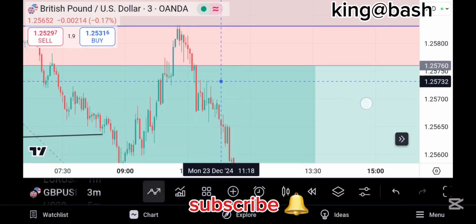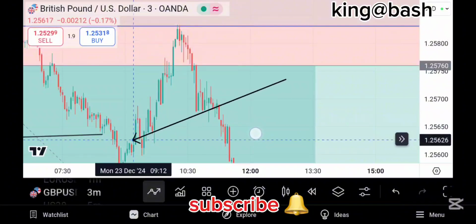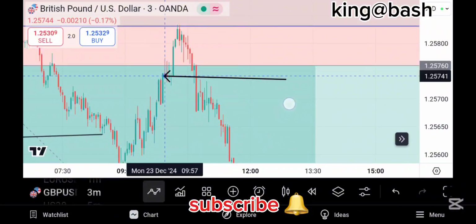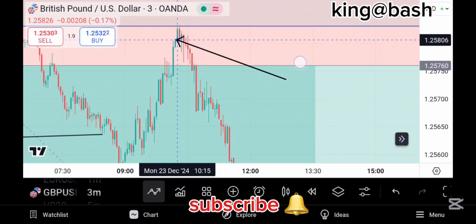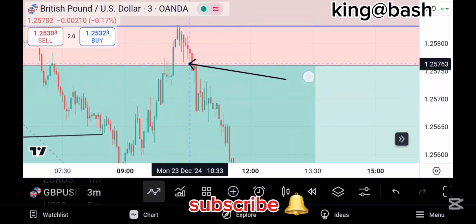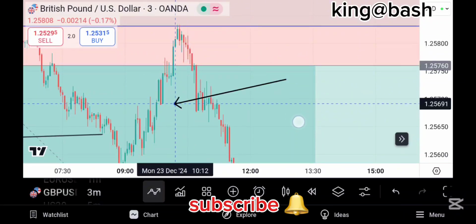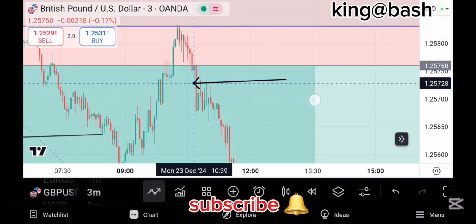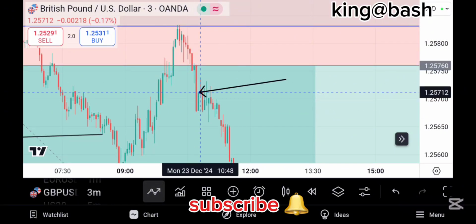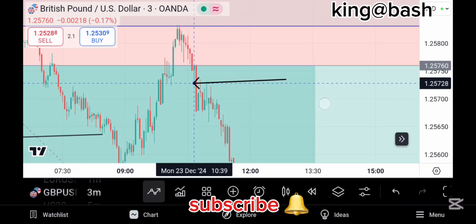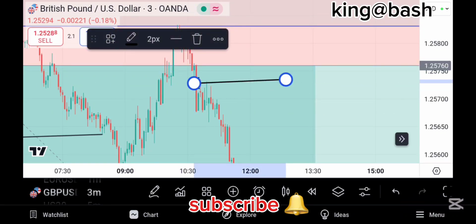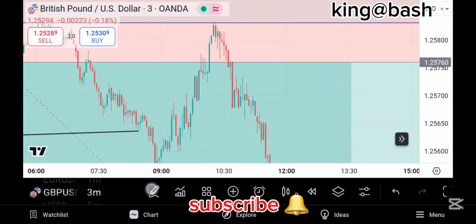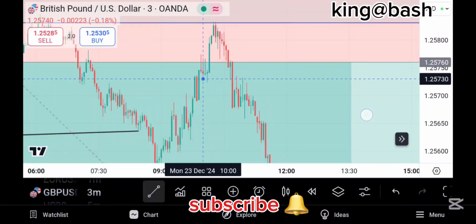What did you observe here? You can see price is making higher highs and higher lows. Immediately price reached here, price broke this low to make a lower low. Then price left what we call an imbalance here. You can see these two candles. For more information on imbalance, watch my previous video. So this is a break of structure here.